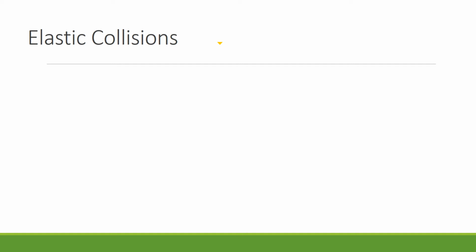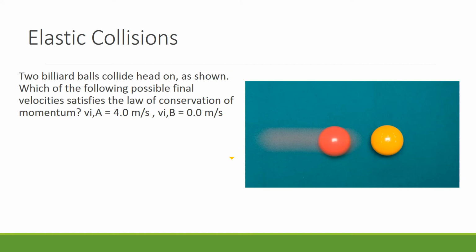Now let's start with another example about elastic collisions. Look at the figure in front of you here. You will see two billiard balls. Sure, they have the same mass. The red one, which is ball A, has a velocity of 4 meters per second, moving towards the yellow ball, which has a velocity of 0, it's at rest. Now, which of the following possible final velocities satisfies the law of conservation of momentum?